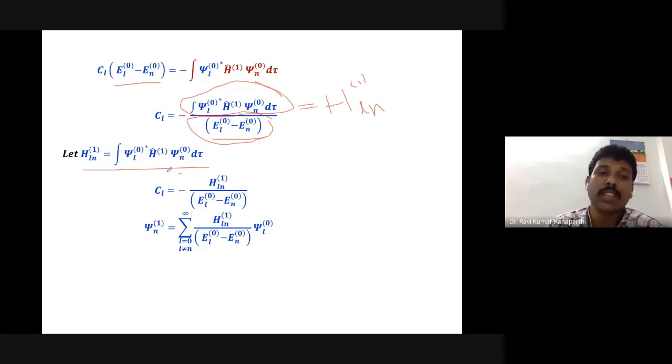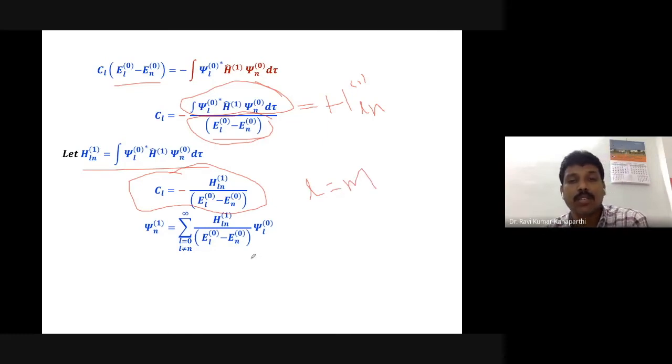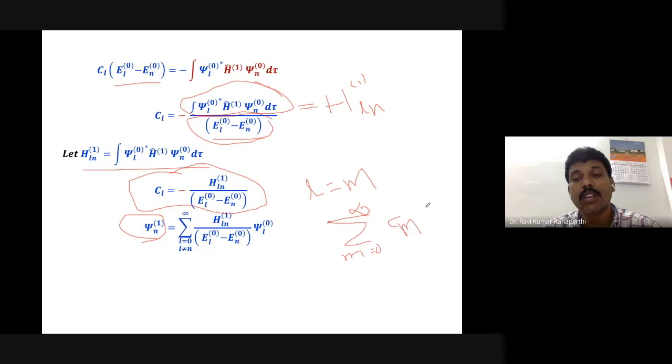Now what we got is what CL is. Please remember that L is equal to M. What are we trying to do? We are trying to find out the first order correction to the wave function. Initially we thought of this as a summation where m runs from 0 to infinity, expressed in terms of Cm multiplied by psi m of 0.